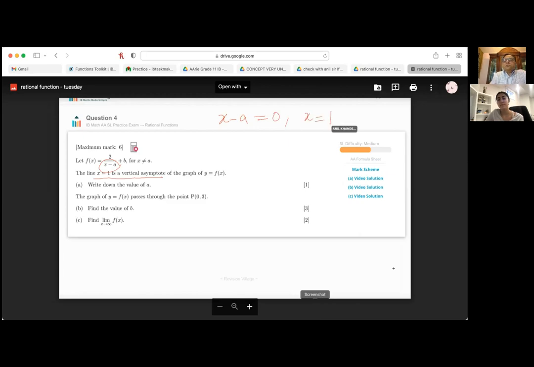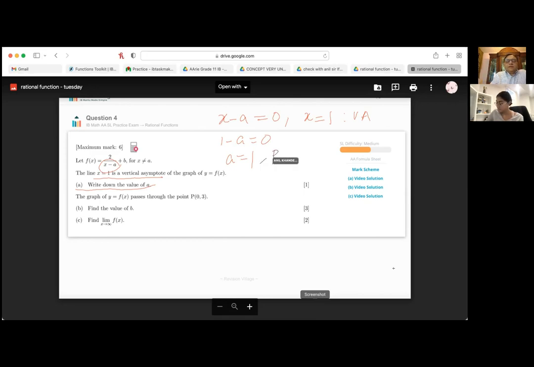Vertical asymptote. So would that mean a equals 1? Yes, so 1 minus a equals 0, and so a equals 1. And so we get our value of a, the first part. Now the graph of y equals f of x passes through a point P (0, 3). If point P is on the graph, we can substitute and find b, correct? Correct. So let's substitute.